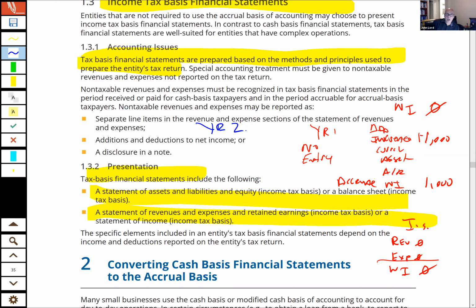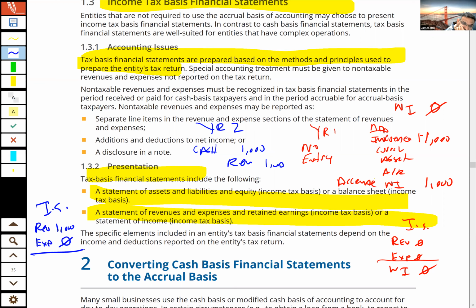and now in year 2, I collect that $1,000. So in year 2, on the cash basis, I'm going to do what? Debit cash, 1,000, and I'm going to credit what? Revenue for 1,000. And when I look at my income statement, cash basis, I would have revenue of 1,000. I would have expenses of what? Of 0, just on the fact pattern that I'm giving you. And my net income on a cash basis would be 1,000.